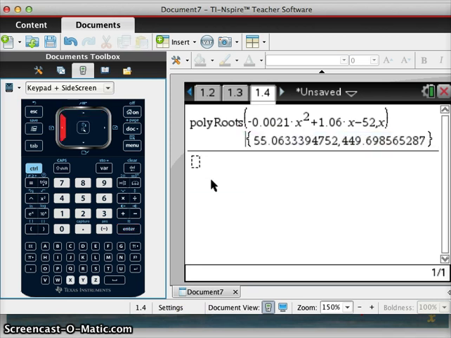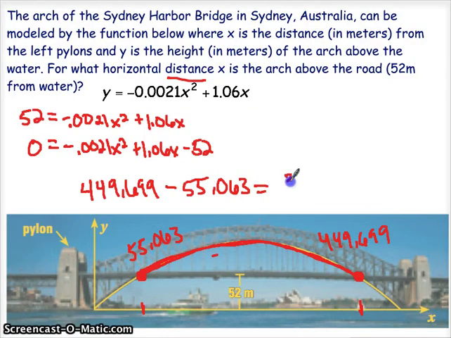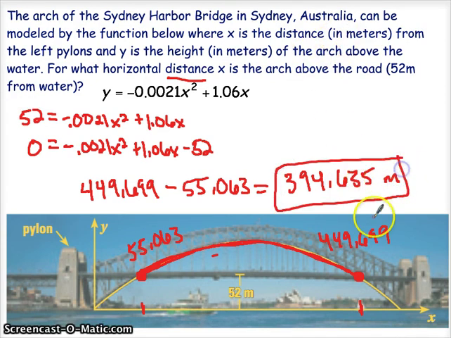I'm not sure if it will let me highlight just part of this, but if it will, that would be great. Minus. Go ahead and use our shift here. And when you hit enter, we find out that we are 394.635, and we're operating in meters. And there's our answer. I hope that helps you understand how we use quadratic inequalities. Good luck and have fun.